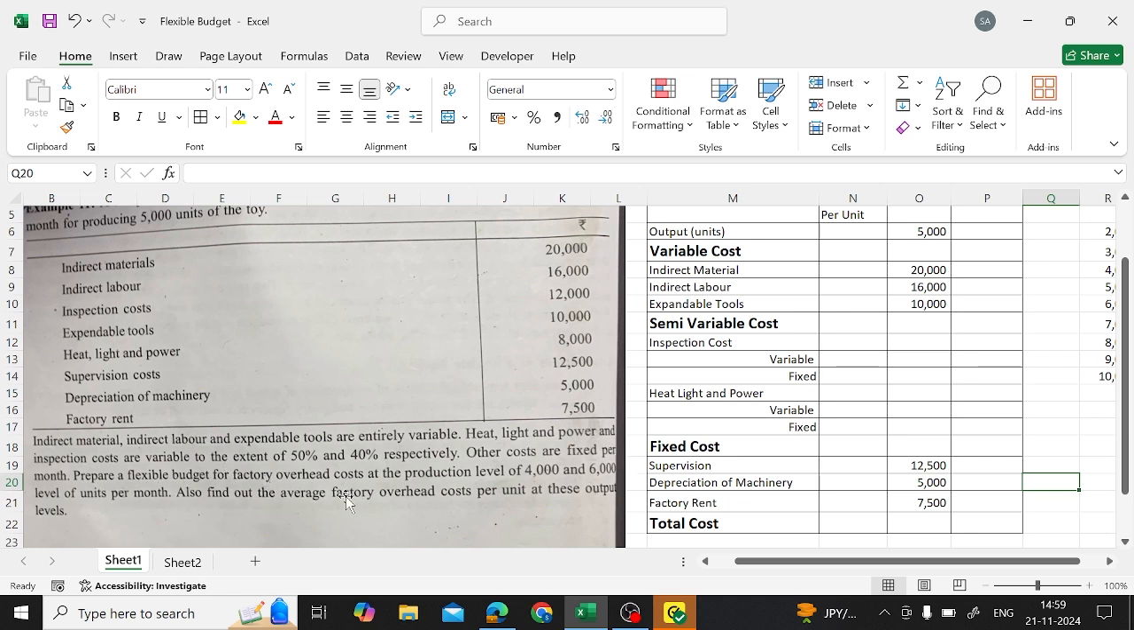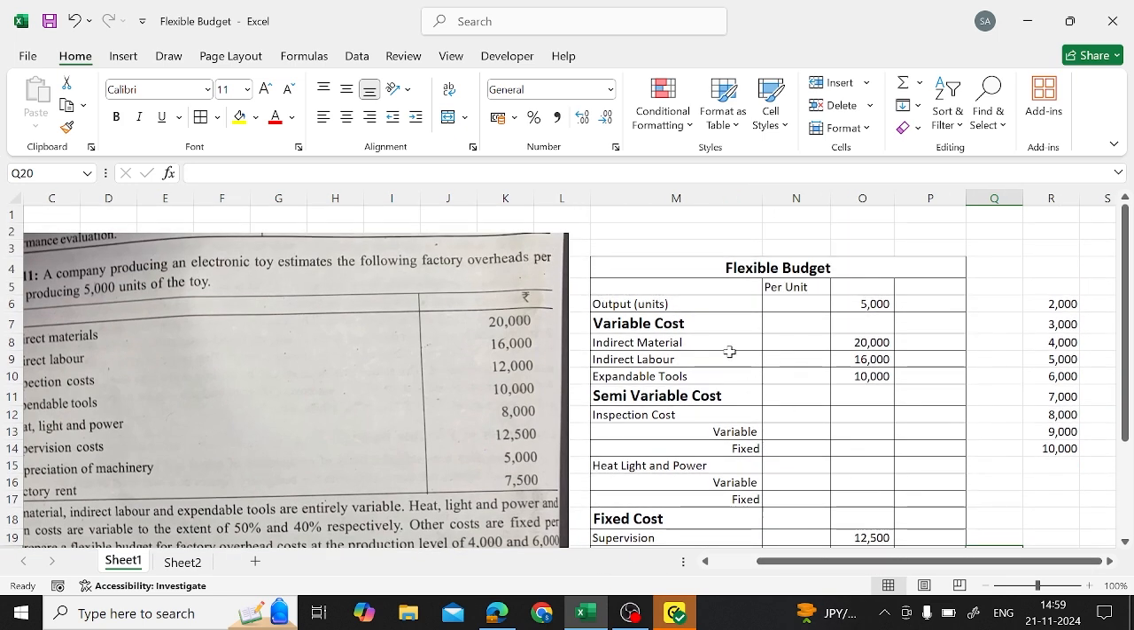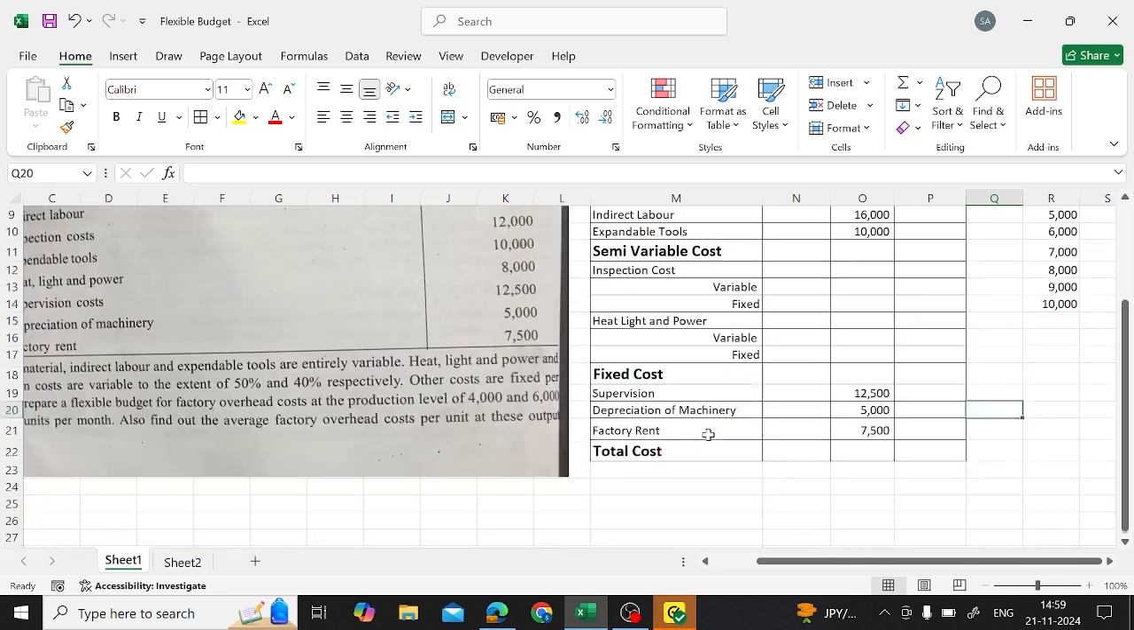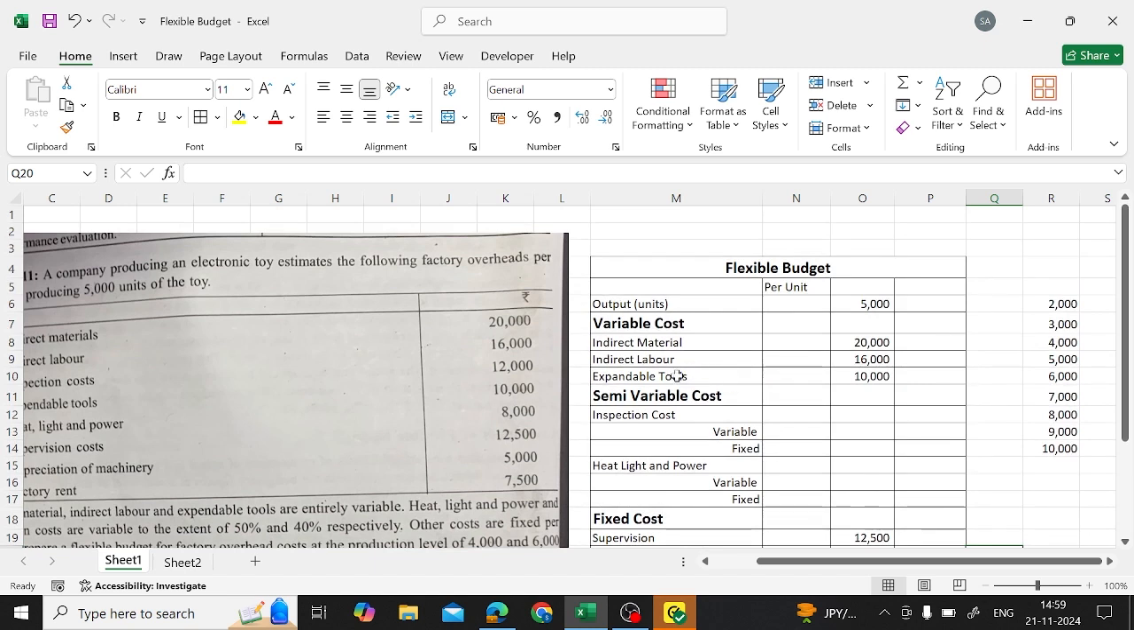Prepare a flexible budget for the factory overhead at the production level of 4,000 and 6,000 units per month. Also find out the average factory overhead cost per unit of all these levels. So I have divided the cost into different types of cost: variable cost, semi-variable cost and fixed cost. And in the semi-variable cost we have two components. First is the variable component and second is the fixed component.